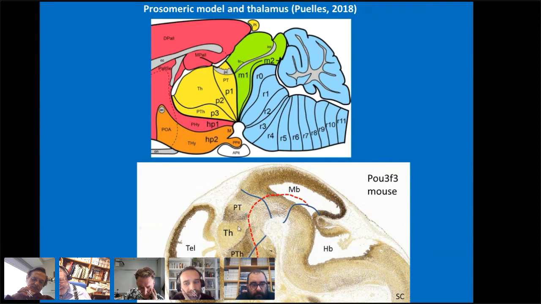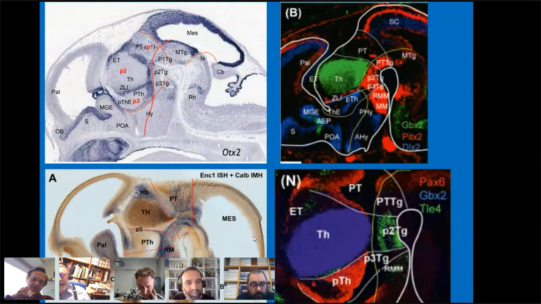Okay, so once we are inside this domain, we move to other markers. And here we can see, for instance, OTX2, which is a very early marker in the forebrain, and very nicely shows a number of boundaries, like this boundary of the diencephalon with the hypothalamus, the alar-basal boundary here, the boundary between thalamus and prethalamus, the boundary with the pretectum, and the boundary with the midbrain. And also the boundary of the midbrain with the hindbrain at the isthmus. So this identifies nicely the thalamic region.